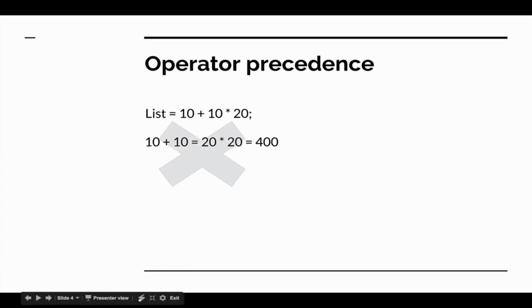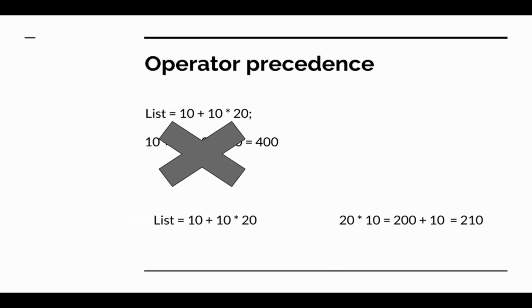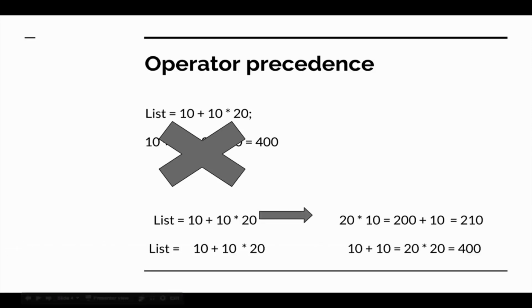But this is actually wrong. What it's going to do is multiply 20 by 10 first and then add 10 to 10. So the answer would be 210. So the multiplication operator has precedence over addition. But let's say you want to make sure that we add 10 plus 10 first and then multiply by 20. Then you can use parentheses and surround your code with the parentheses.